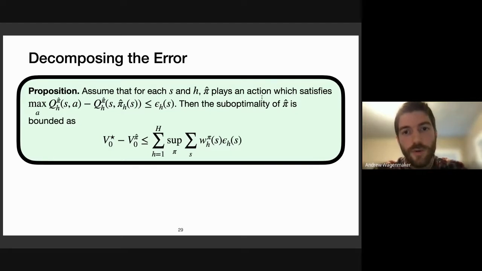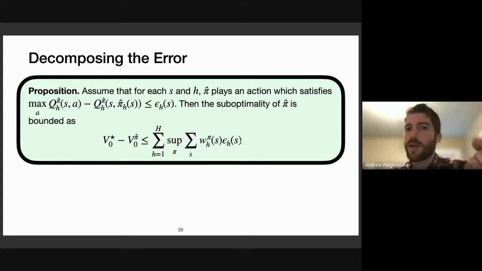And if this holds, then you can say that the global suboptimality of policy pi hat is bounded as basically the sum over the horizons, the sup over reachability, and then this sum over S, how easy it is to reach state S times the suboptimality in state S. So this is somewhat analogous. You can think of this almost like the performance difference lemma, for those familiar with that. It is like this gap times the reachability of a state. But the key difference here is that we now have this local idea of how suboptimal a state is.